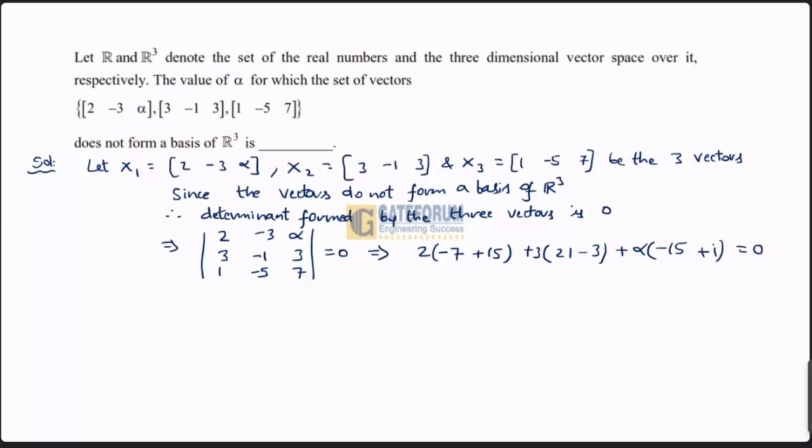So this is 2 into 8, 16, 3 into 18, 54, minus 15 alpha plus minus 15 plus 1, minus 14, minus 14 alpha is equal to 0.